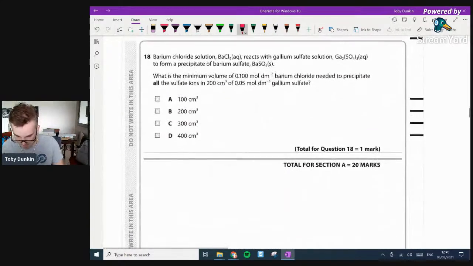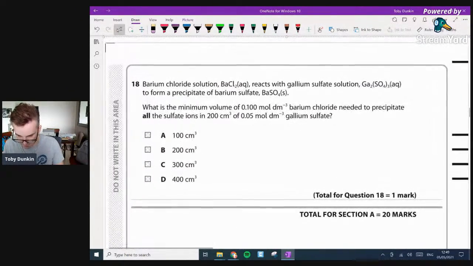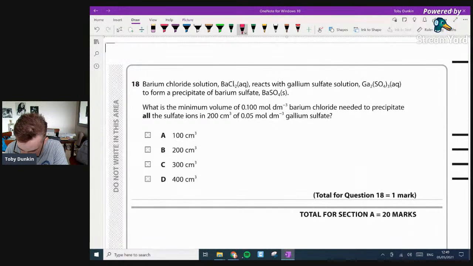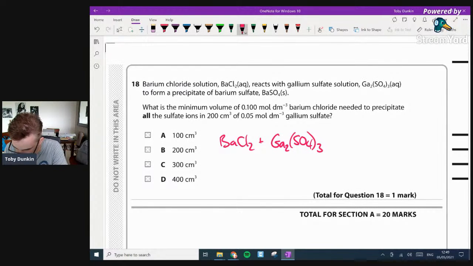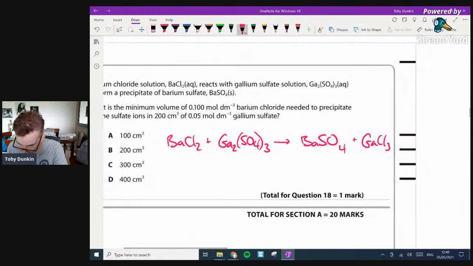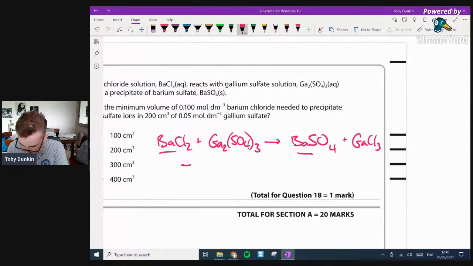Moving on. Barium chloride solution reacts with gallium sulfate to form a precipitate of barium sulfate. What is the minimum volume of barium chloride needed to precipitate all the sulfate ions? So let's write the equation. So we've got barium chloride reacting with gallium sulfate to form barium sulfate and gallium chloride, which is GaCl3. Balance the equation. 1 barium, 2 chlorides, 3. Common denominator is 6. So I'm going to go to 6 and 6. Right, next, 3 bariums, and it all adds up.